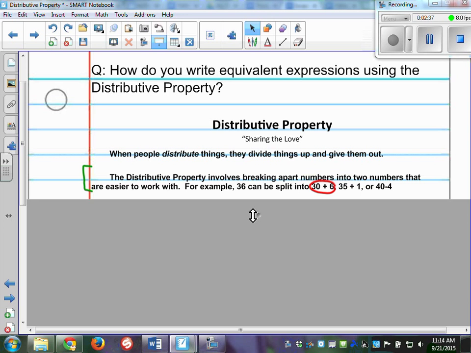One more time, the distributive property involves breaking apart numbers into two numbers that are easier to work with. For example, 36 can be split into 30 plus 6, 35 plus 1, or 40 minus 4.